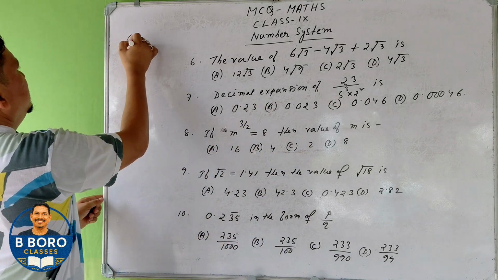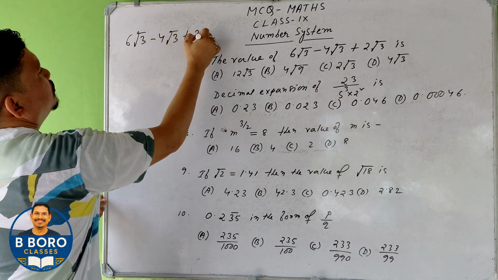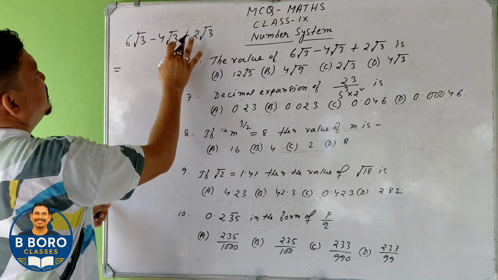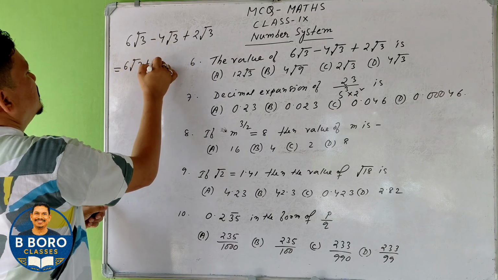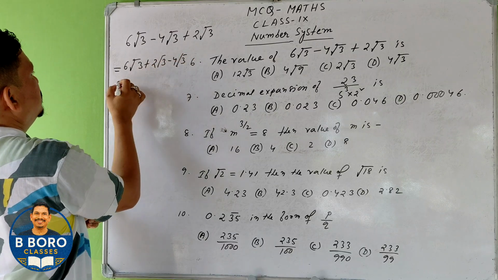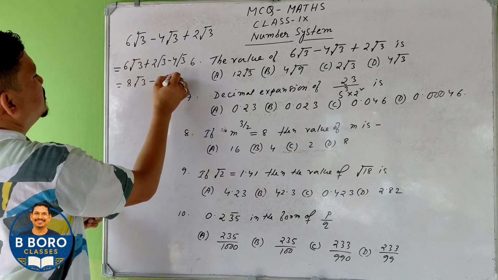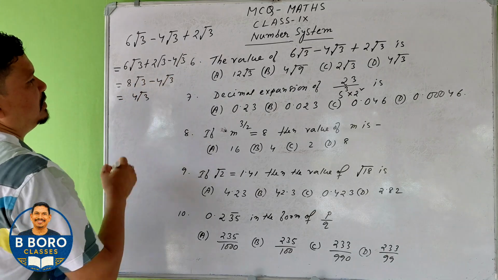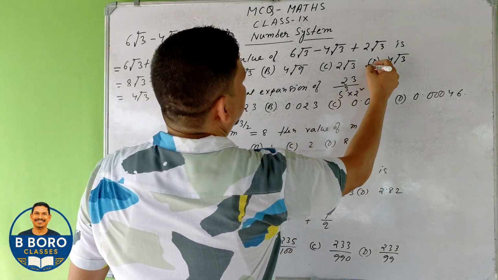See here, everybody, we can solve it verbally: 6 root 3 minus 4 root 3 plus 2 root 3. First of all, what are the positive terms? 6 root 3 and 2 root 3. So 6 root 3 plus 2 root 3 minus 4 root 3. So 6 plus 2, 8 root 3, then minus 4 root 3. So 8 root 3 minus 4 root 3 means what? 4 root 3. So our correct option is option D, 4 root 3.